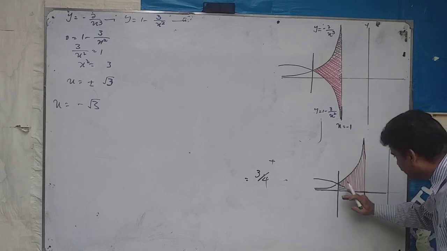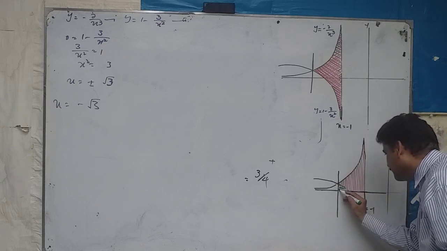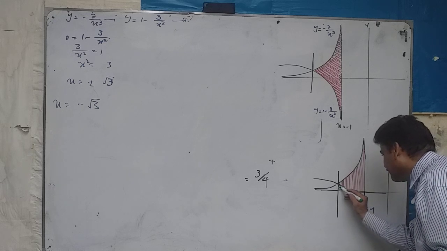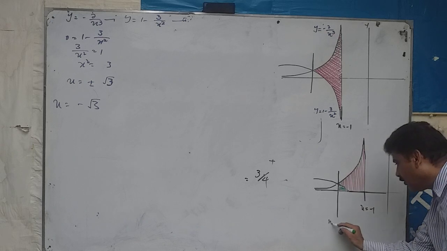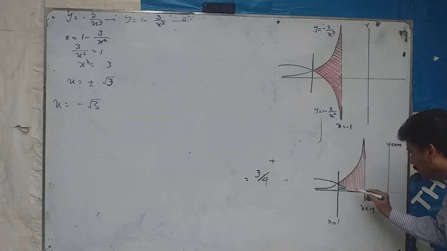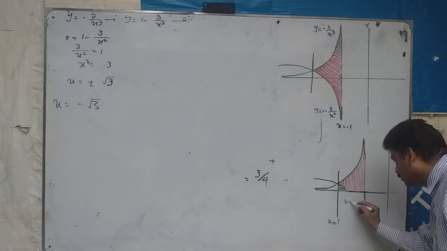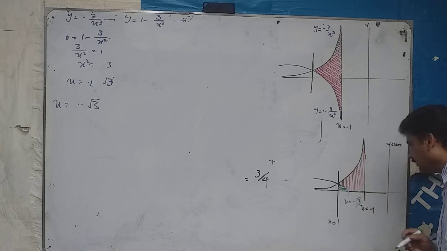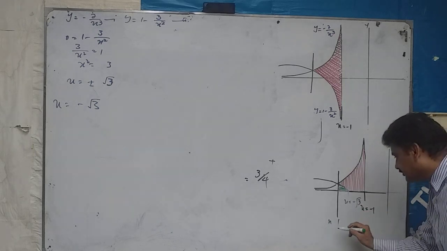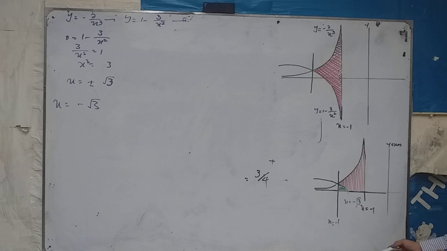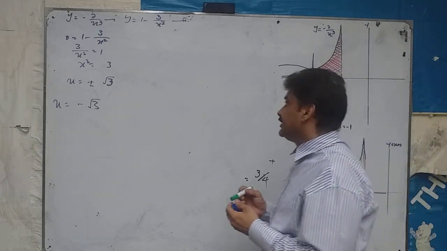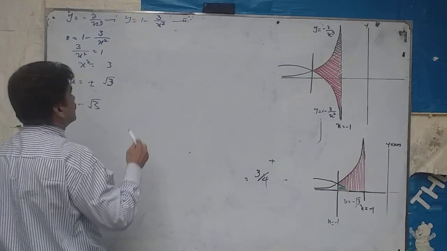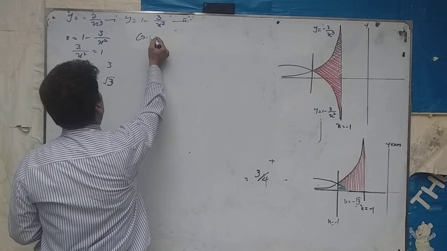We now find this green shaded area. To find this green shaded area, we take the limit from x equal to minus 1 to x equal to minus under root 3. By taking these limits, we can find this green shaded area.